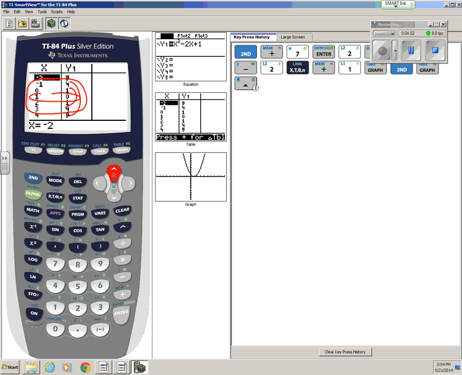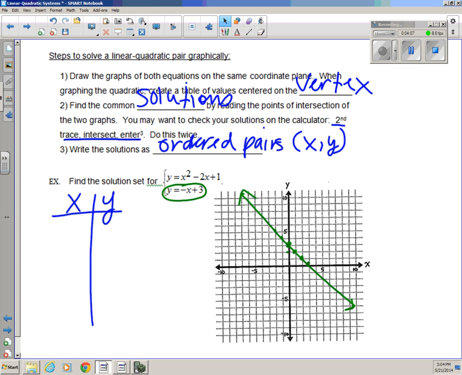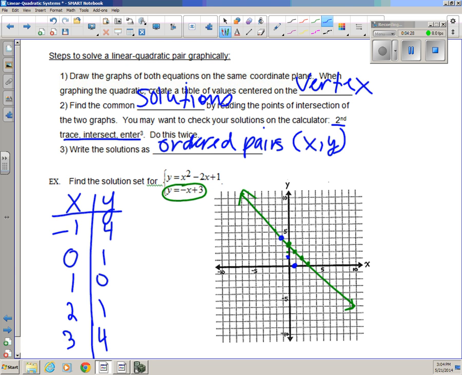I'm going to create that table on my paper. The table of values I'm creating would be -1, 4; 0, 1; 1, 0. That's my vertex. 2, 1; 3, 4. And that's what I'm going to graph. So -1, 4, that looks like a point of intersection for sure. 0, 1; 1, 0; 2, 1, that looks like a point of intersection for sure. And then 3, 4. And then I'm going to draw my parabola.